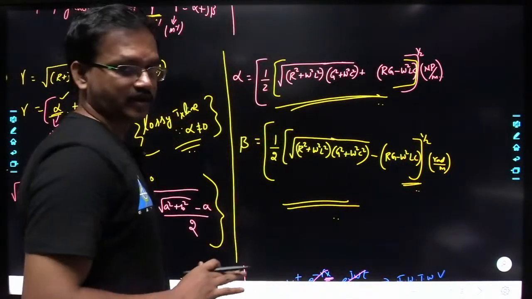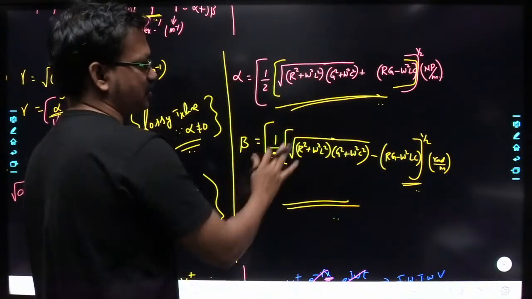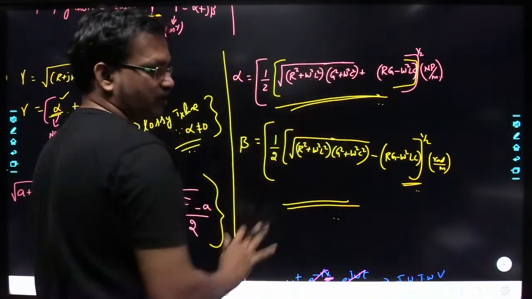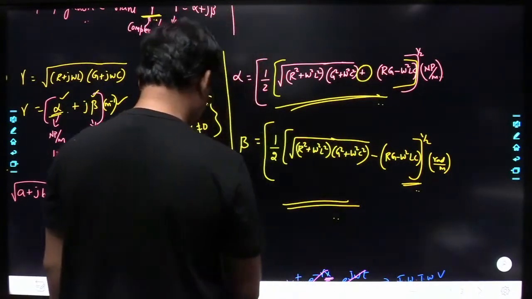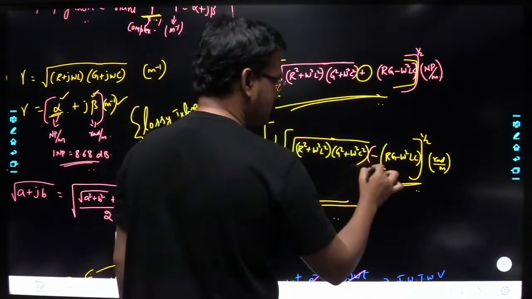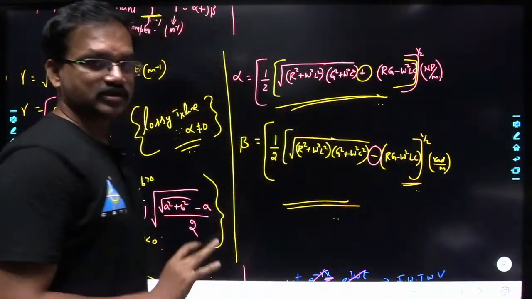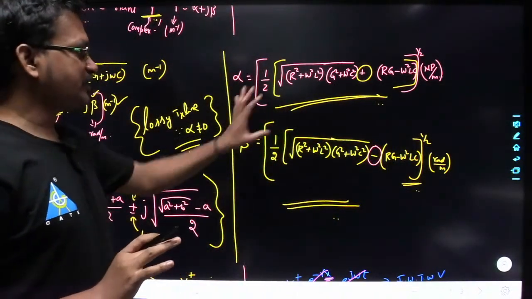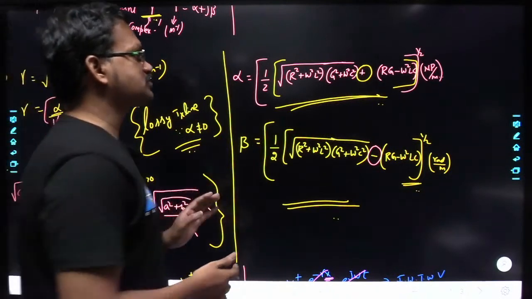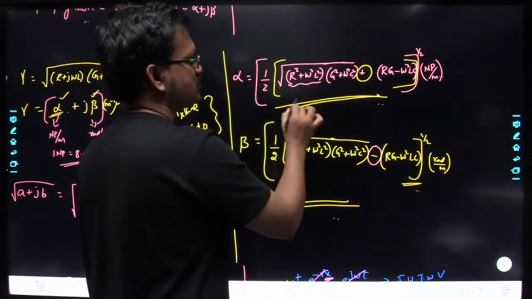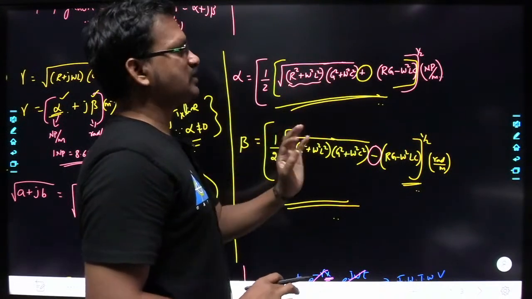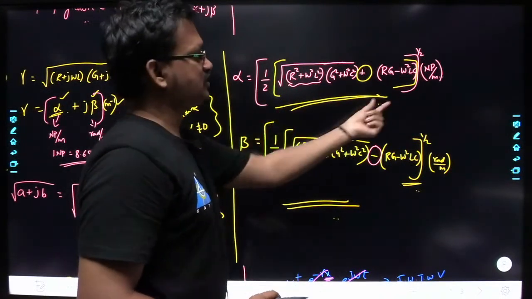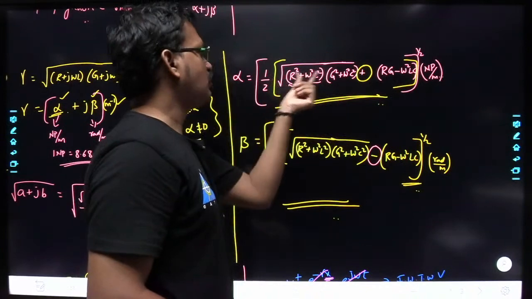See, if you observe these two expressions, both are looking similar. The only difference is here you are having plus sign and here you are having minus sign. So whenever you are determining these things, first determine this term, that is R square plus omega square L square term. Next determine G square plus omega square C square term. Next determine this term. So calculate all the three terms here.